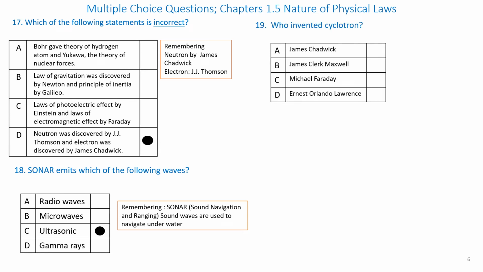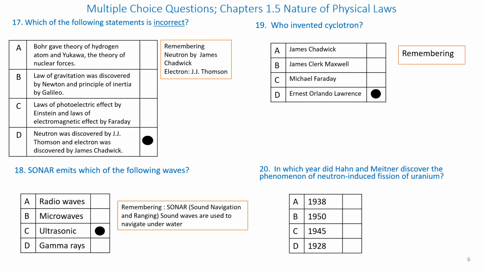Who invented cyclotron? Choice A, James Chadwick. B, James Clerk Maxwell. Choice C is Michael Faraday. And choice D is Ernest Orlando Lawrence. So we have to remember and mark choice D.